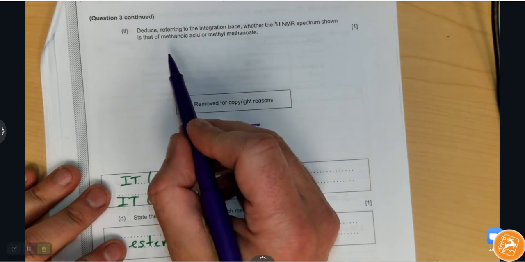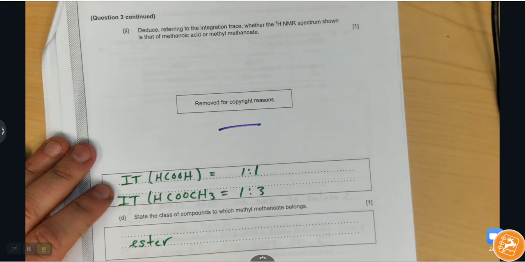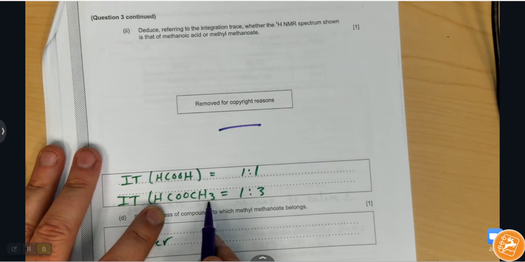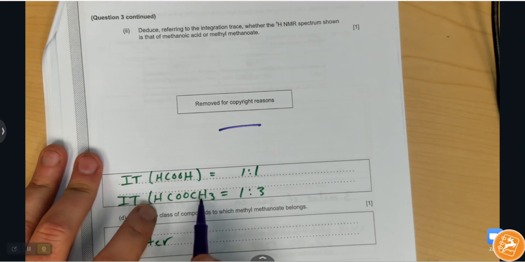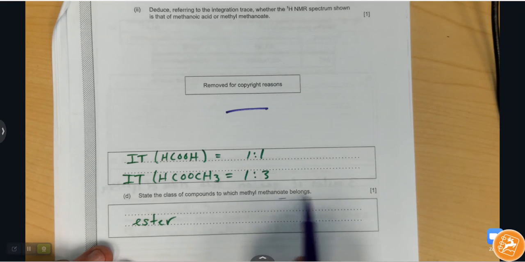All right, so question number 3 part II. Deduce, referring to the integration trace, whether the NMR spectrum is methanoic acid or methyl methanoate. Well, because you've got HCOH, in each case they have two environments, but this would be 1 to 1, and that would be 1 to 3. And then state the class to which methyl methanoate belongs. I already mentioned it. It's an ester.